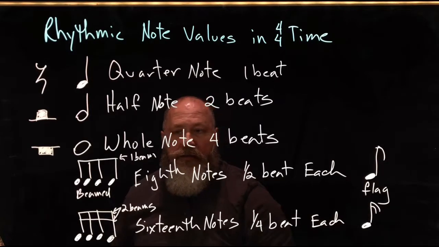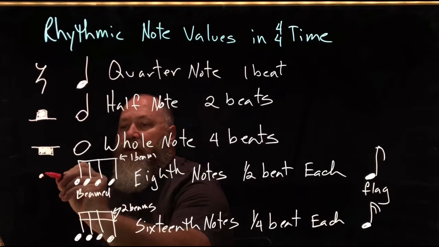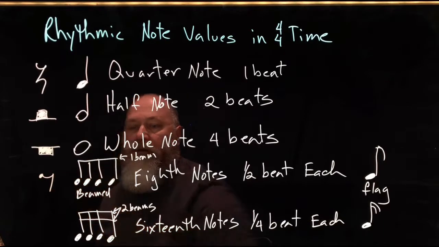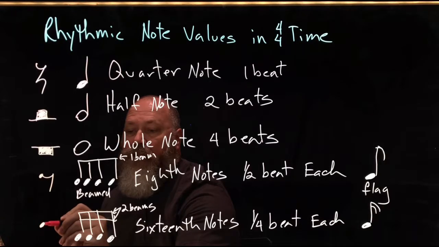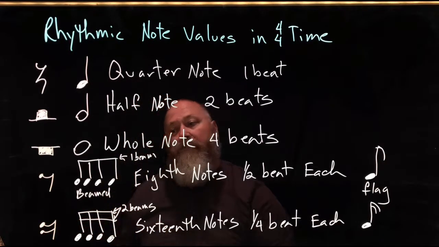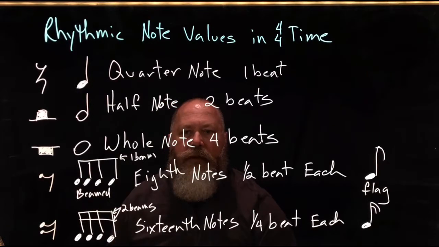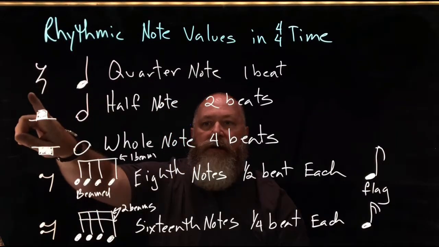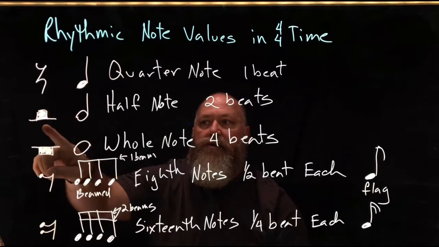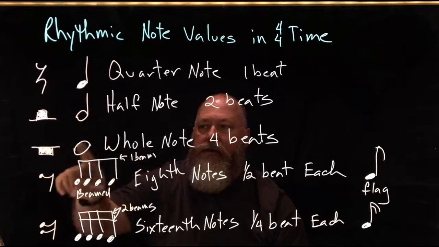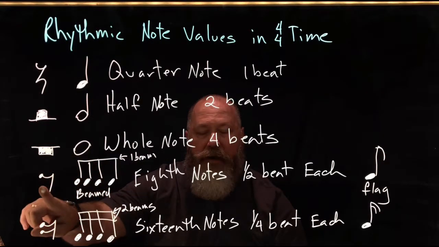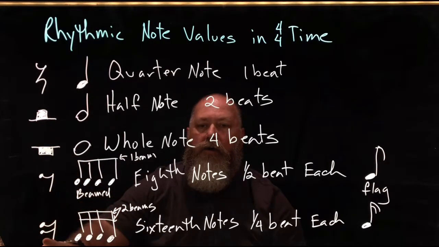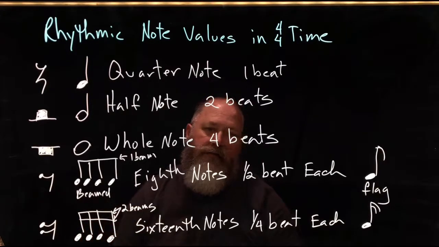An eighth rest looks kind of like a funky looking 7. A 16th rest also looks kind of like a funky looking 7, but with an extra flag, if you will. So 1 beat of rest is a quarter rest, 2 beats of rest is a half rest, 4 beats of rest is a whole rest, a half a beat of rest is an eighth rest, a quarter of a beat of rest is a 16th rest.